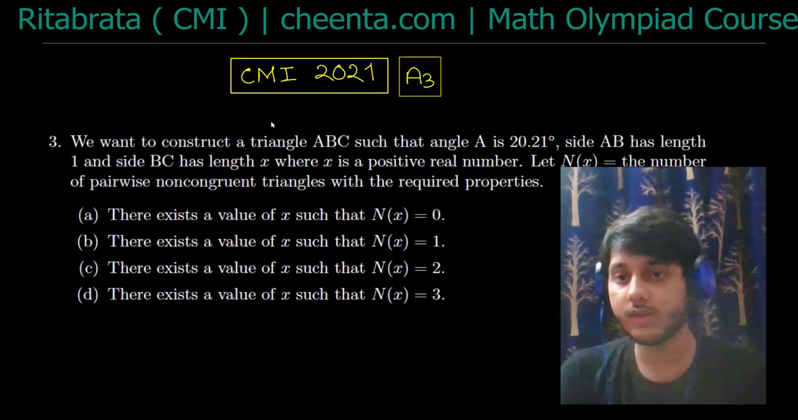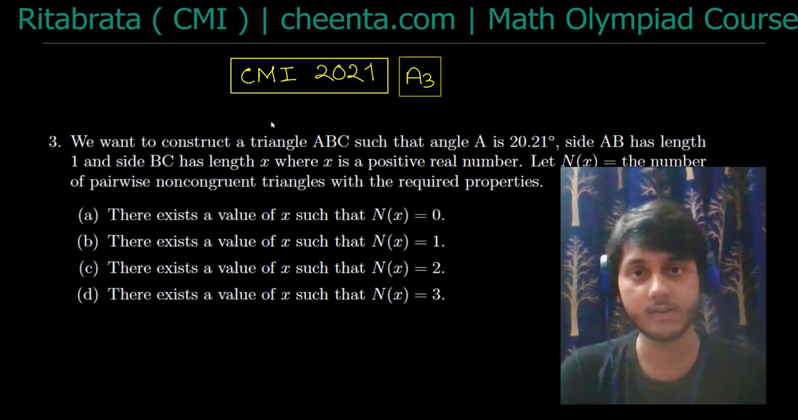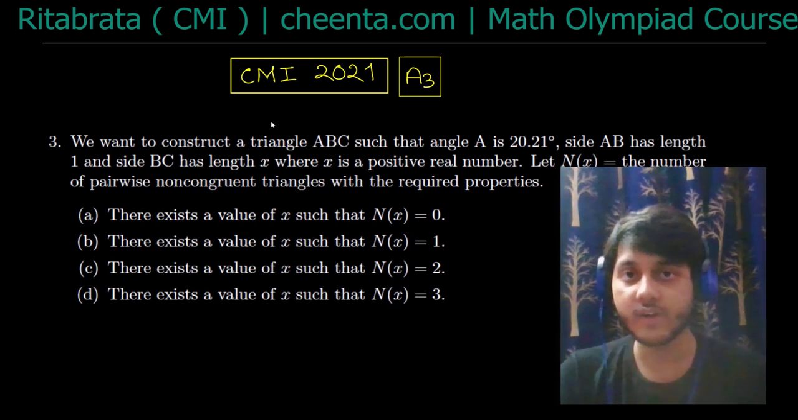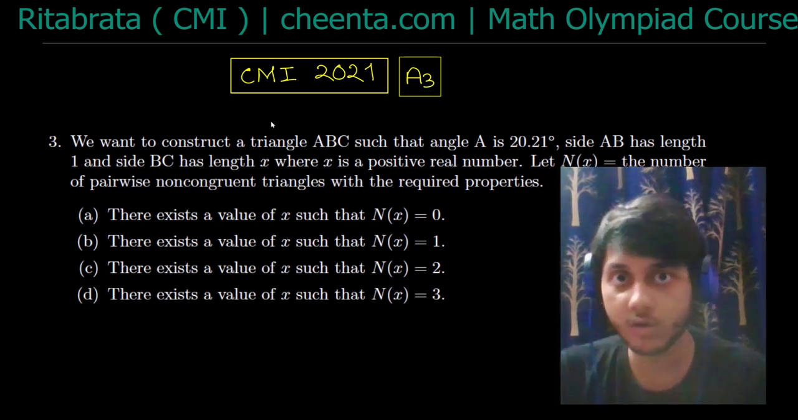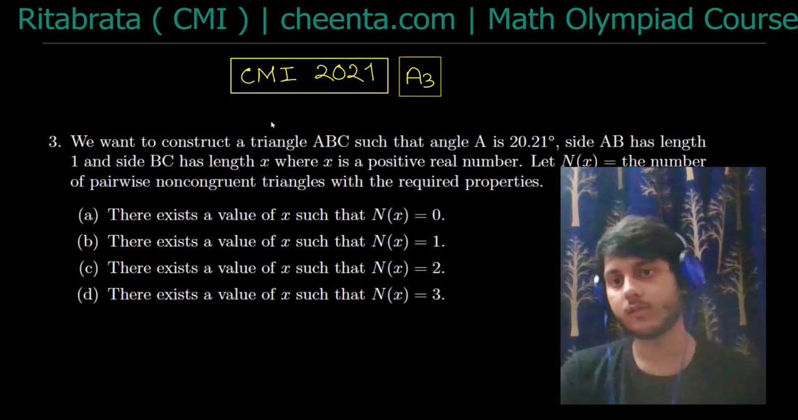So what we have to do is to determine values of x for which n of x is 0, 1, 2 and 3, whether this is possible or not. Like whether there is a value of x such that no possible triangles can be formed, exactly one non-congruent triangle can be formed, exactly two non-congruent triangles can be formed, and so on. So let's do this.